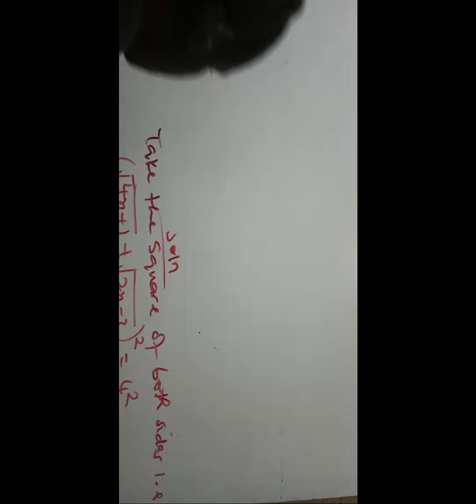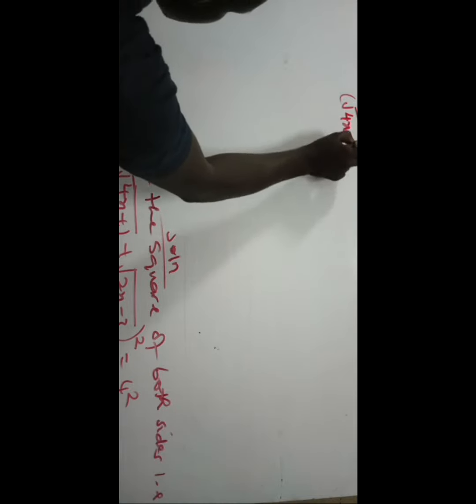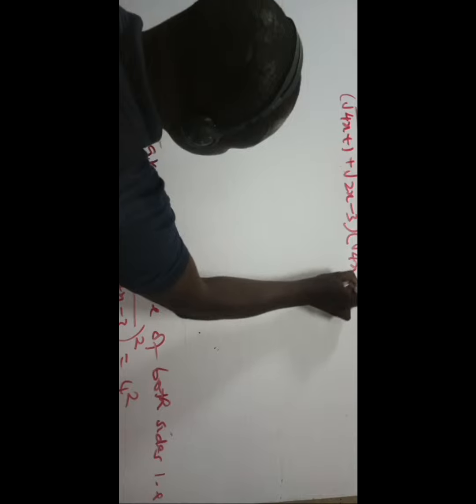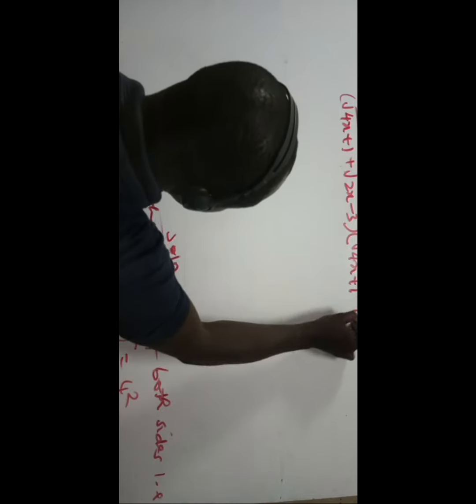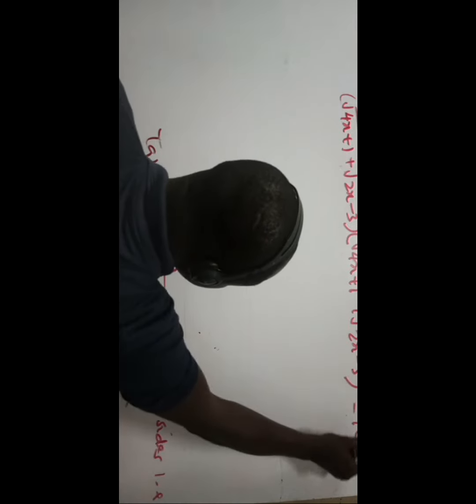And if this is what I have, then what is the next step? I'm going to open up what I have here. That is, I'm going to have square root of 4x plus 1 multiplied by square root of 4x plus 1, plus square root of 2x minus 3 multiplied by square root of 4x plus 1, plus square root of 2x minus 3, everything is equal to 16, because when I take the square of 4, I'm going to get 16.